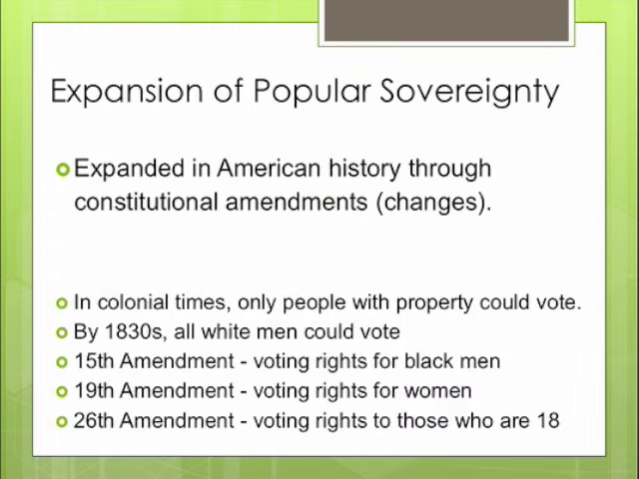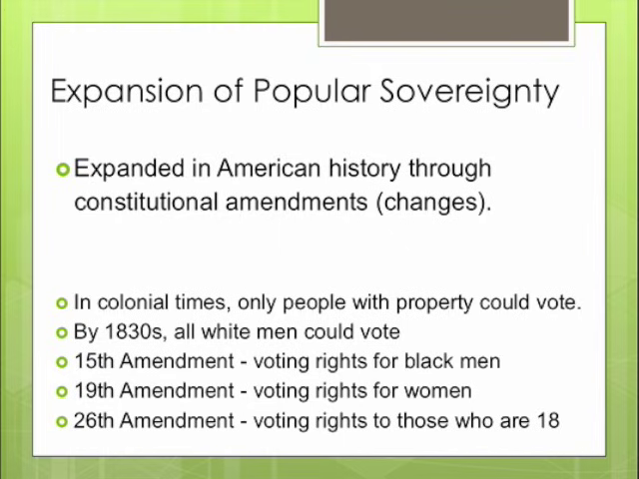Let's take a minute now to trace the expansion of this principle through American history, and we can do so through the amendments, or changes, to the Constitution. In colonial times, only people with property could vote, meaning white men, and in the New England colony of Massachusetts, generally, those white men who attended church could vote. By the 1830s, though, all white men, regardless of church membership or even class, could vote.